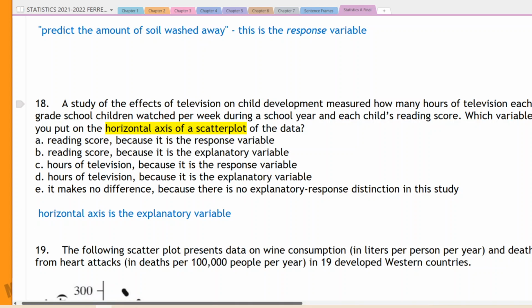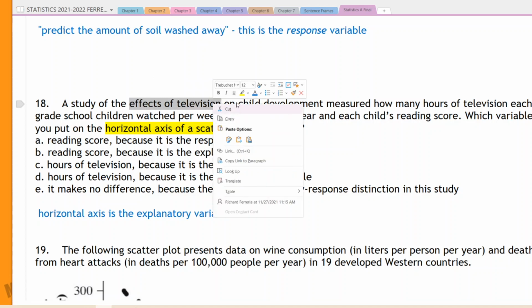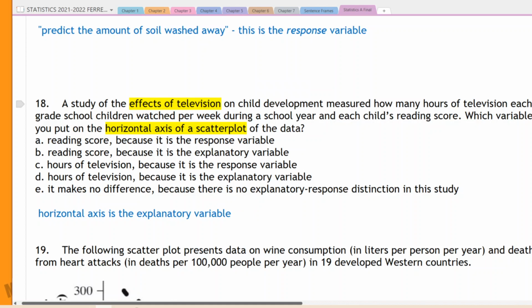So we're going to find the effects of television on child development. We're measuring the number of hours of television and the child's reading scores. So the effects of television, okay, that is going to be our explanatory variable. And on childhood development, that's going to be our response variable.